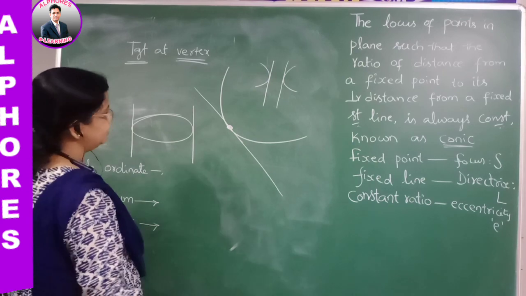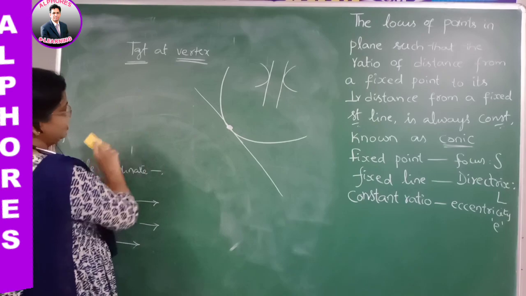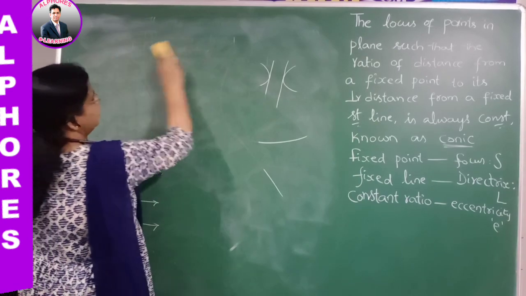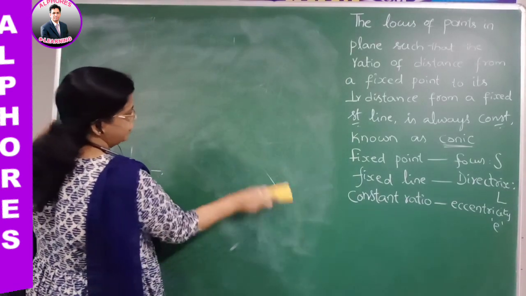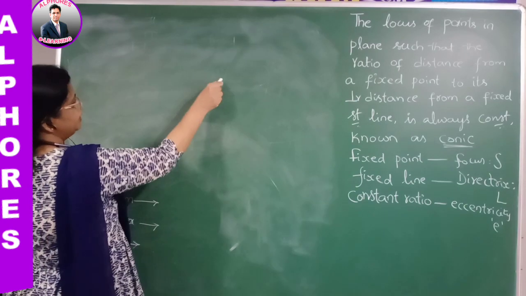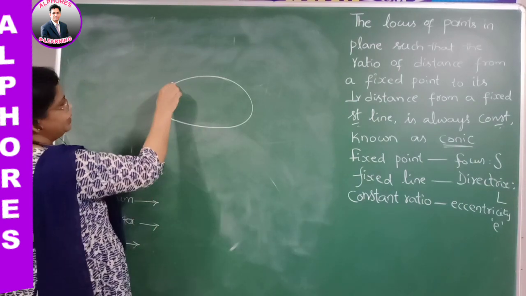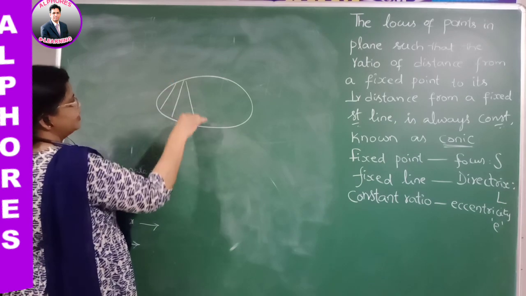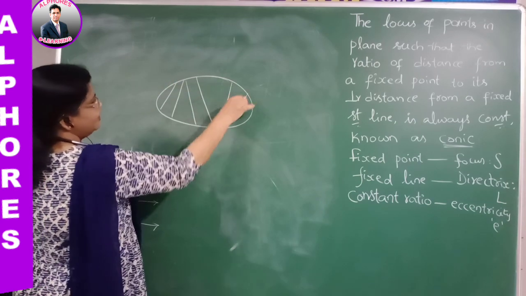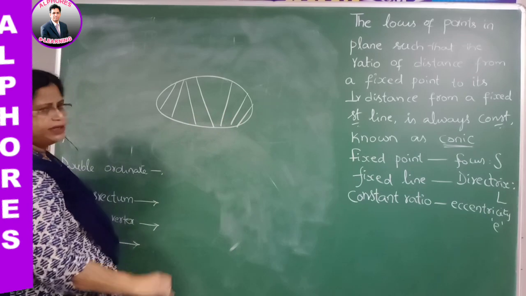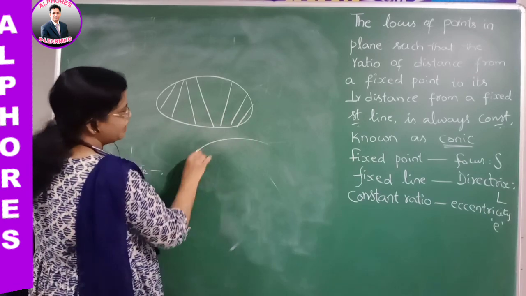And lastly, the other definition is nothing but the center of a conic. So what is the center of a conic? Suppose, students, I take a conic like this. Now, for the center, I am taking different chords here. These are different chords we have taken. But you can draw certain chords which are all passing through.